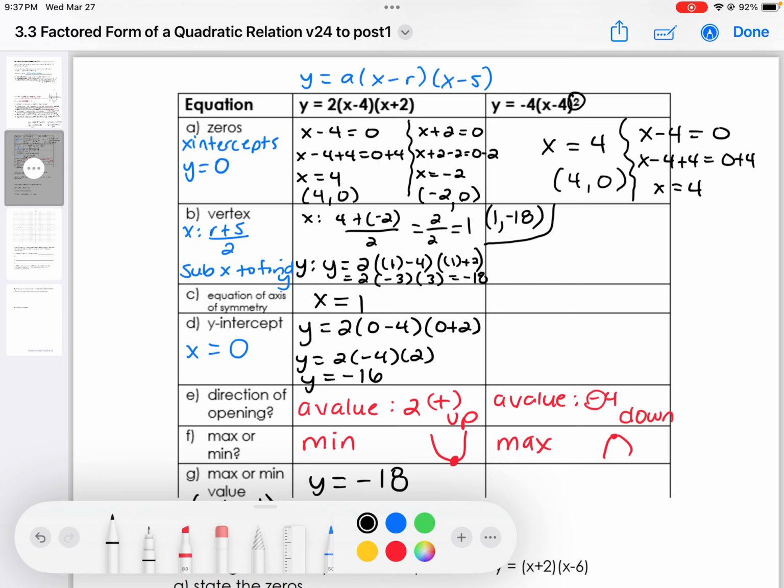So now in the second equation, y equals -4 times x minus 4 squared, there is only one x-intercept, which is fine. We looked yesterday that there could be 2, there could be 1, or there could be none. And so here we have one x-intercept value, which makes the calculation of the x value of the vertex a little bit more straightforward. So you don't have to add anything. We're just going to divide it by 2, and that gives us 2. And then I'm going to sub it in to find y.